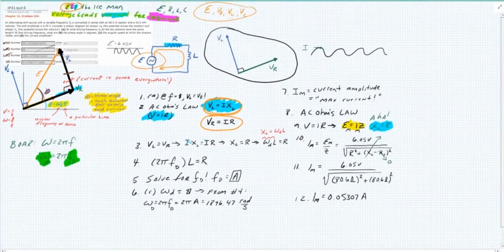So this was an RLC circuit without the C, so it's really an RL circuit. This whole thing here was a driven RL circuit. I remember last time we had a driven RC circuit. This is a driven RL circuit.